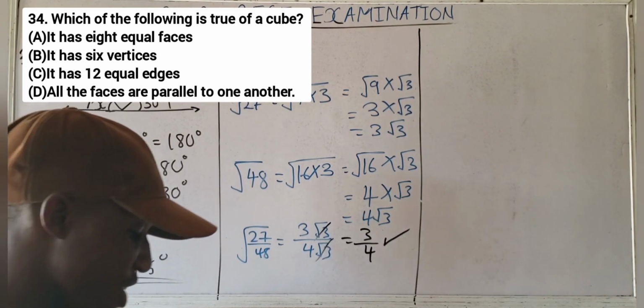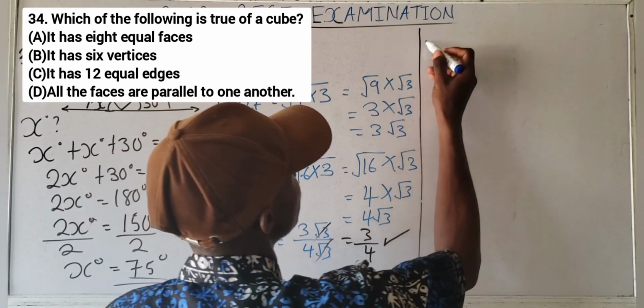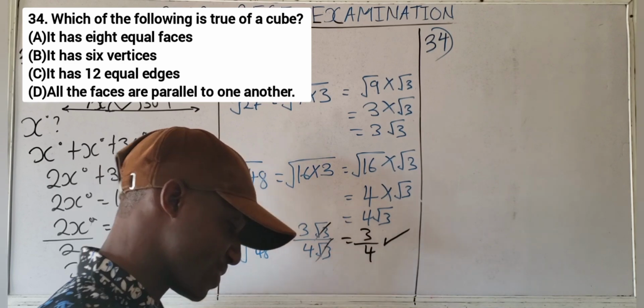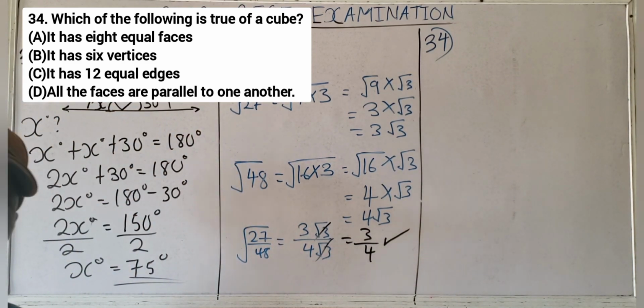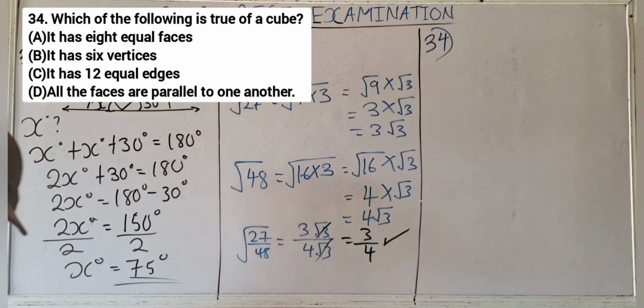Which of the following is true of a cube? You understand? Listen to the question, okay? Which of the following is true of a cube? Option A, it has 8 equal faces. Option B, it has 6 vertices. Option C, it has 12 equal edges. And option D, all the faces are parallel to one another.